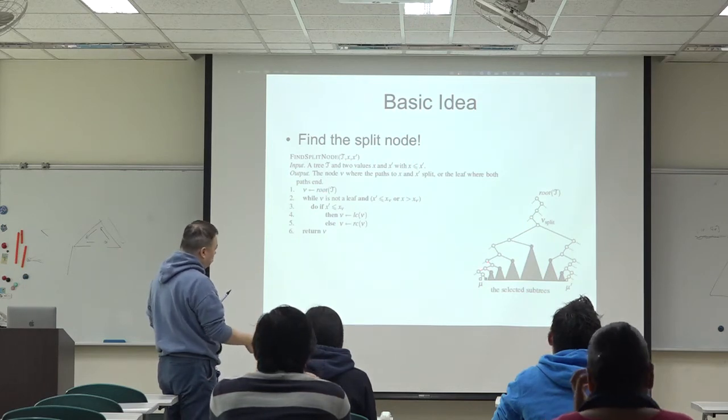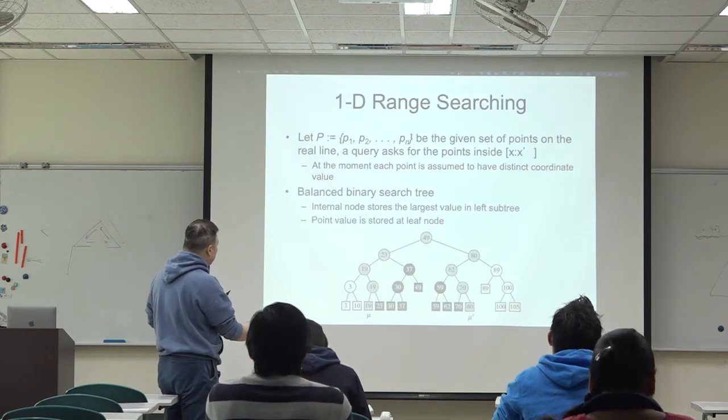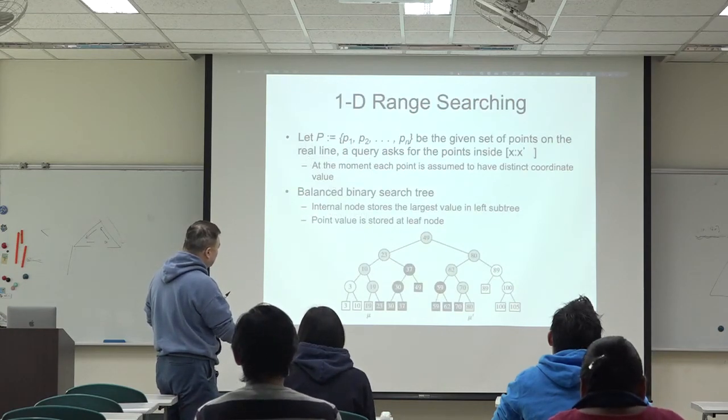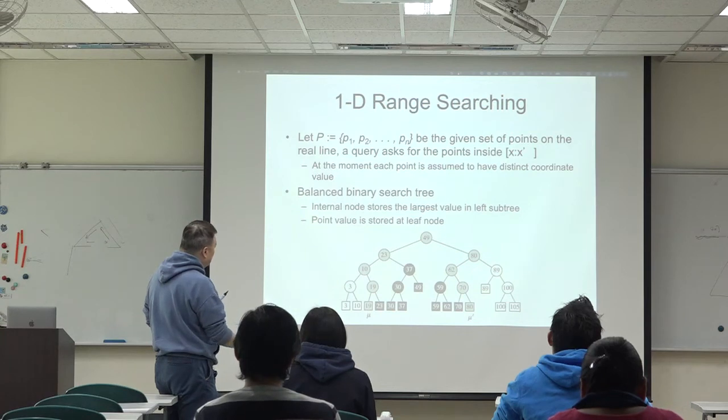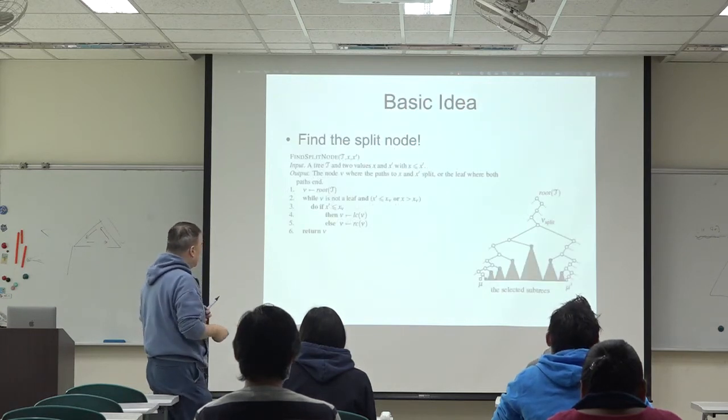If you consider this as one path and this as a second path, these two paths end at the split node. That's how we can describe this in a different way.